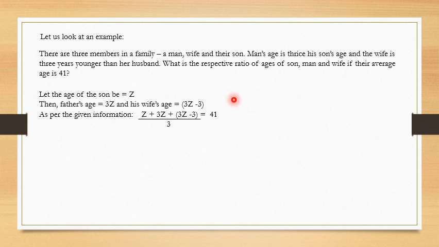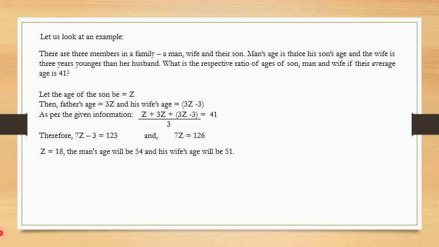So from this equation we can calculate the value of z. It comes out to be 50, sorry, the value of z comes out to be 18. So now if z is 18, 3z will be 54 and 3z minus 3 will be 51. So these are the ages of the child, the man and the wife.